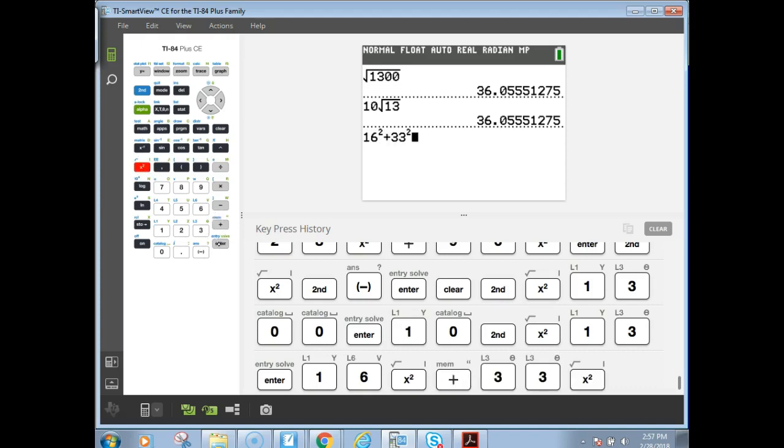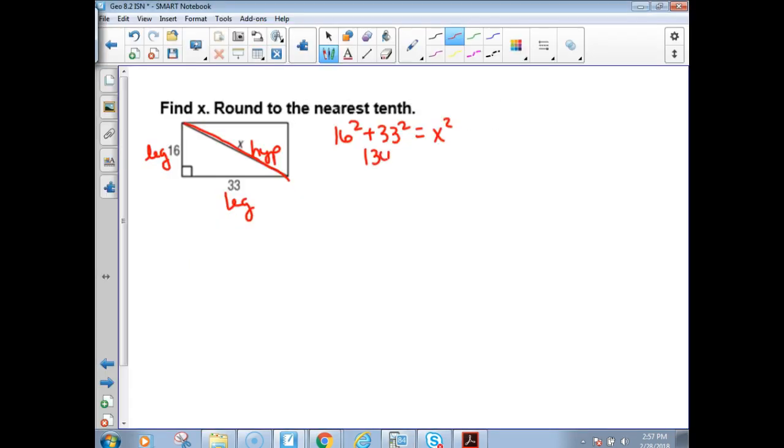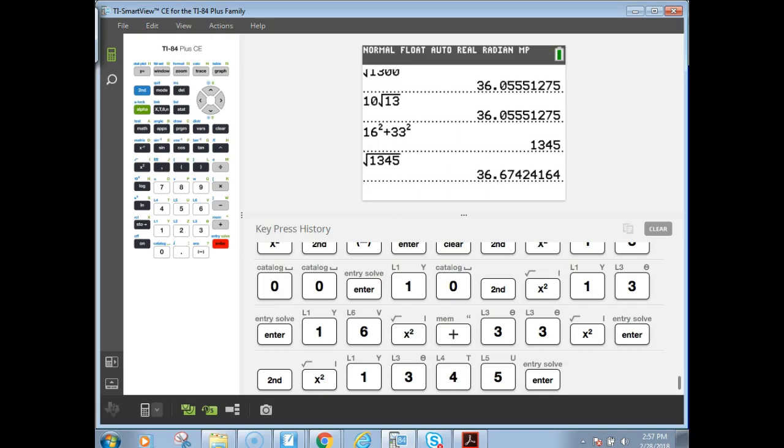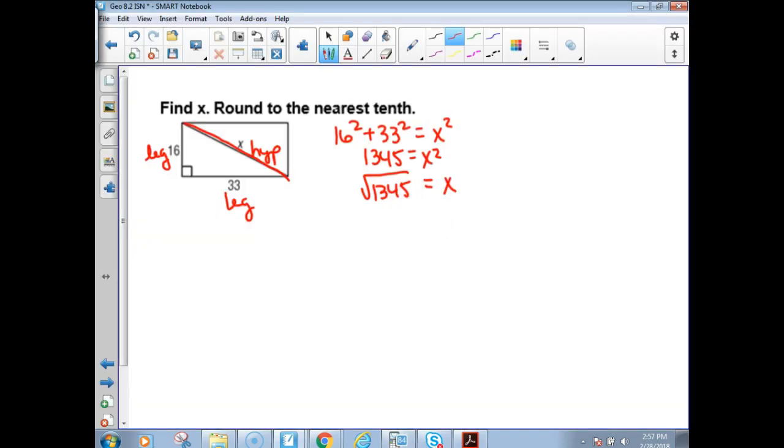And then that is 1,345. I am not going to have you try to figure out if that is simplifiable in radical form. Just take the square root of it and we'll write the decimal. So second, x squared 1345 is 36.7 to the nearest 10th.